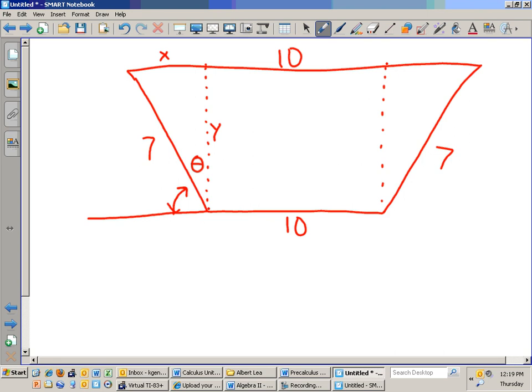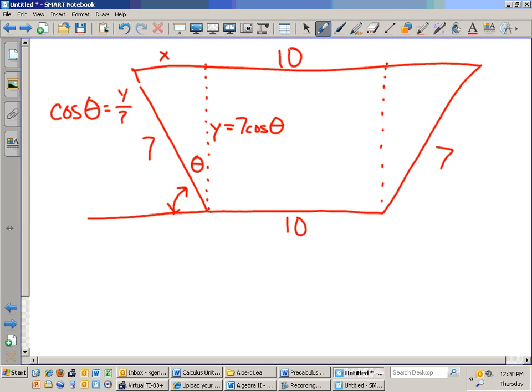I have theta, I have 7 on the hypotenuse, I have y on the adjacent. Sine, cosine, or tangent? Cosine. Cosine of theta is equal to the adjacent side, which is y, divided by the hypotenuse, which is 7. So if I want to solve for y, what would y be equal to? 7 cosine of theta. That's my height. My height is 7 cosine of theta.